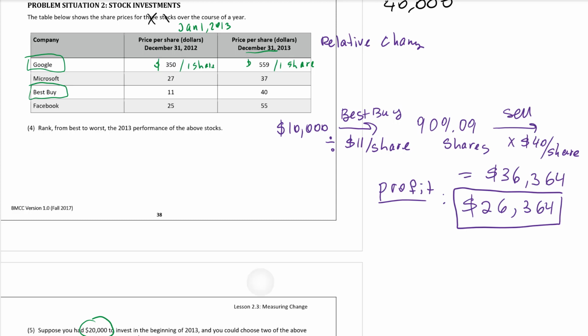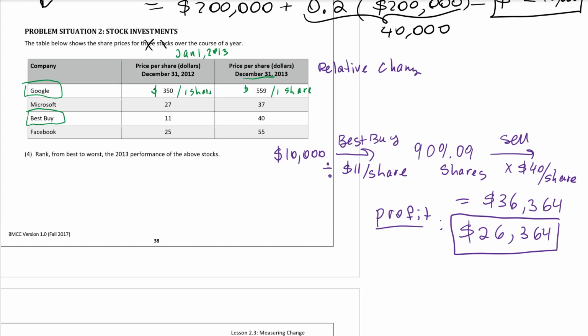So check this out. If you calculate the relative change, how does this work? Let's do this together for Google. You're going to take 559, subtract 350, and divide this by 350. You have to divide by the past, and then multiply this by 100. You understand? You subtract first, and then you divide second. Make sure you follow along. So take 559, take away 350. That gives us 209.